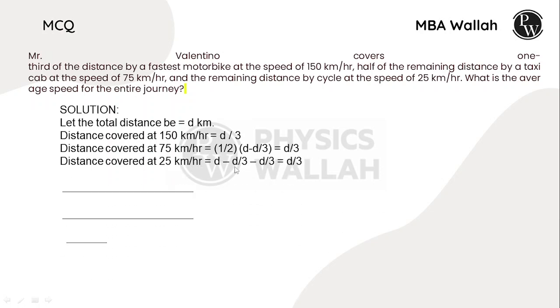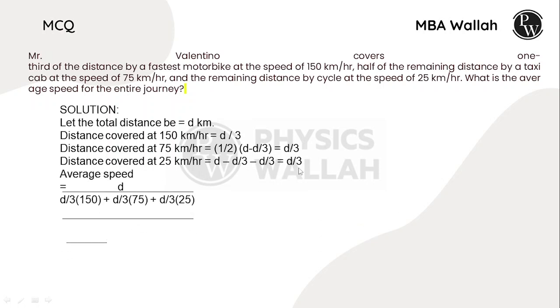Now distance covered at 25 km per hour. So the remaining of the total distance is by cycle at the speed of 25 km per hour. So the remaining distance will be D minus D by 3, that is distance covered at 150 km per hour, minus D by 3, that is distance covered at 75 km per hour. So D minus D by 3 minus D by 3 is equal to D by 3 again.